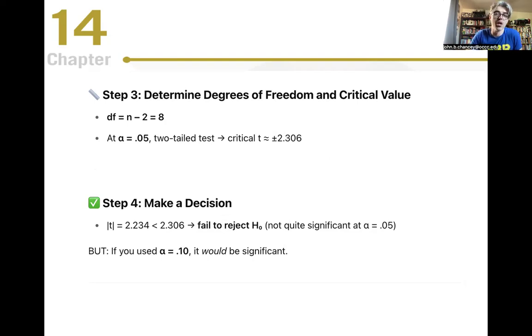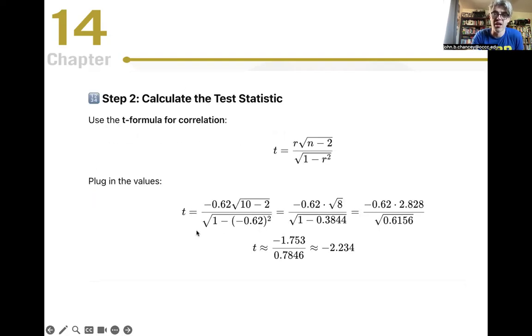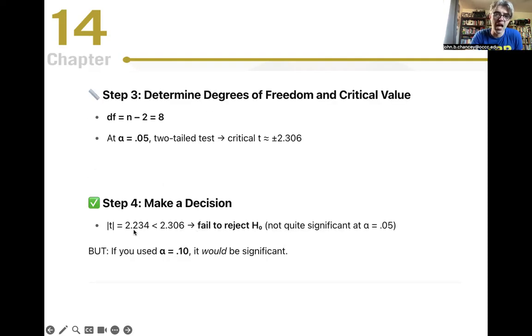So we compare that to the t-value we got. We have a score of negative 2.234, which is less than 2.306 in magnitude, so we fail to reject the null hypothesis. However, if we were using a higher alpha level, that would have been significant. But most of the time, you're using 0.05. So just something to think about.